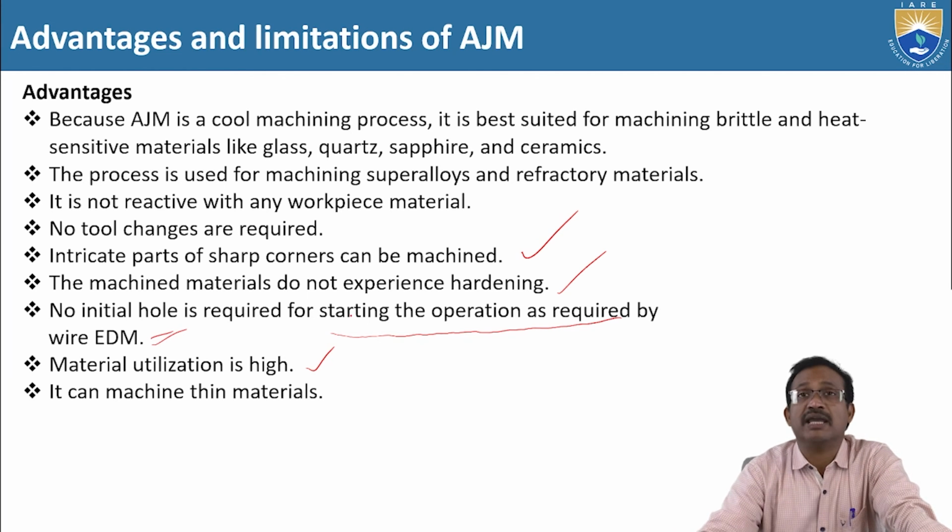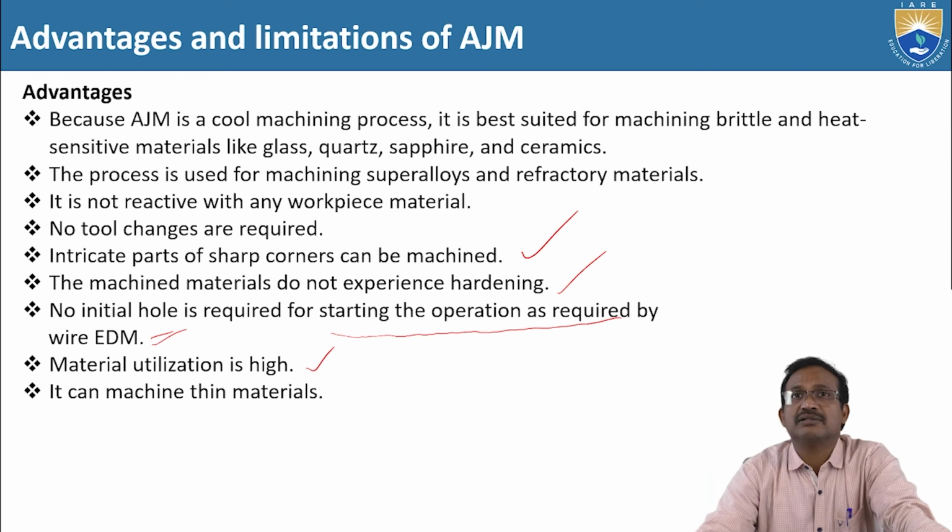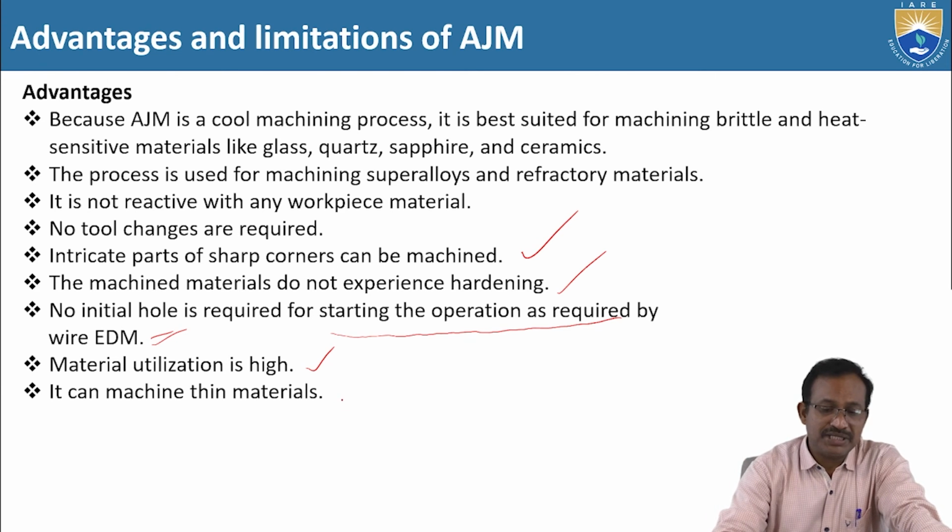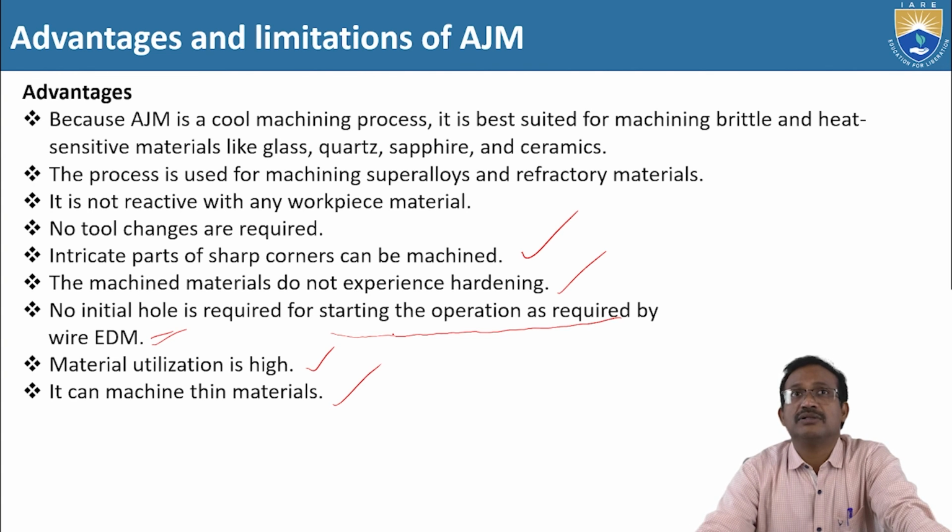Material utilization is high, because the abrasive slurry strikes the workpiece material to remove the material, and after removal, the abrasive slurry is collected in tanks and filtered again, so it can be reused. It can machine thin materials too. Usually brittle and thin materials are very difficult to machine, but using this abrasive water jet machining process, it is possible.